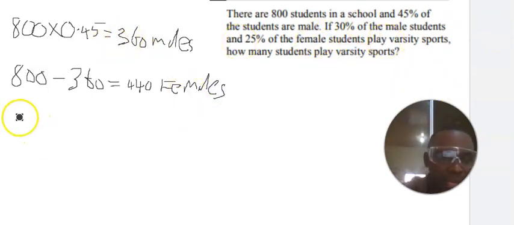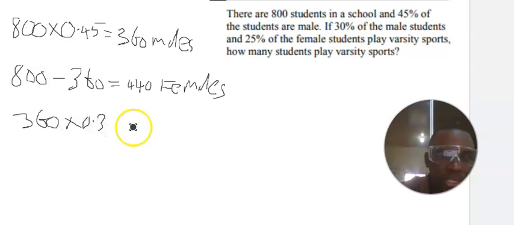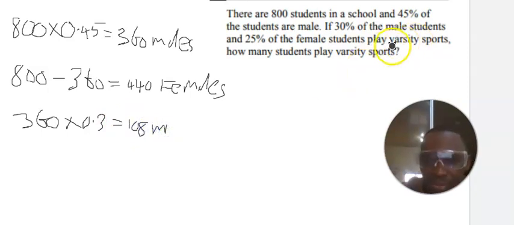So how many males? That would be 30% of 360. So let's see, this is what? 360 times 0.3. That will give us 108 males. So we have 108 males.